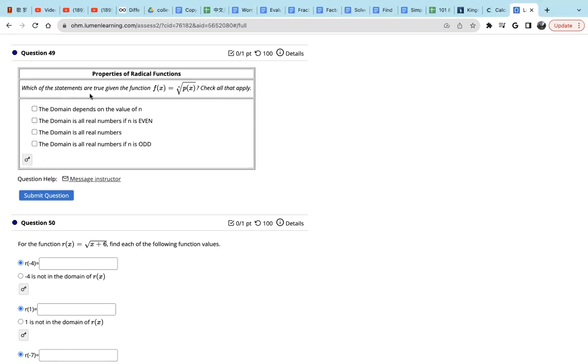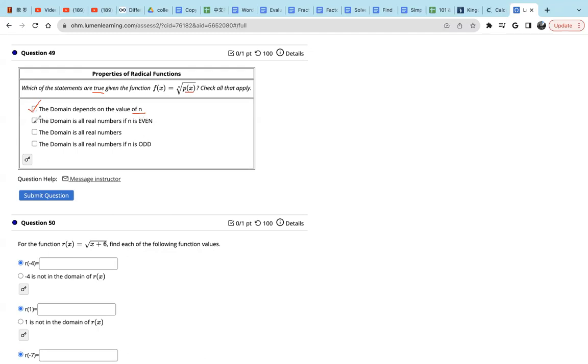Which of the statements are true given the function of the nth root of some function of x? The first one: the domain depends on the value of n. Yes, right. If n is odd, the domain is all real numbers. If n is even, then p of x has to be greater than or equal to 0. So this is true.